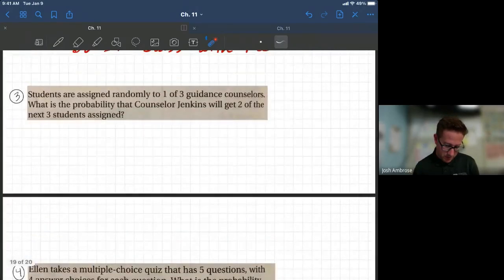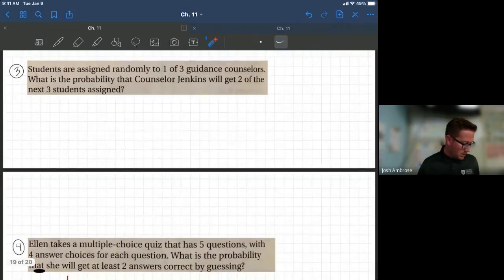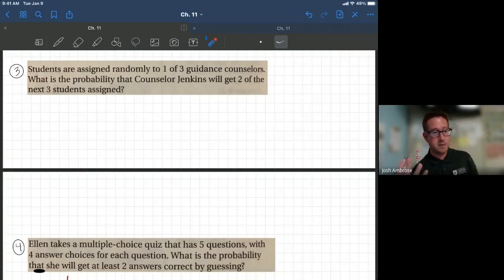Let's do number 3, though, right now. Okay, so we are working with a probability. Students are assigned randomly. That's kind of important to know. Students are assigned randomly, meaning that order doesn't matter, right? You have one of 3 guidance counselors. So 3 different guidance counselors.